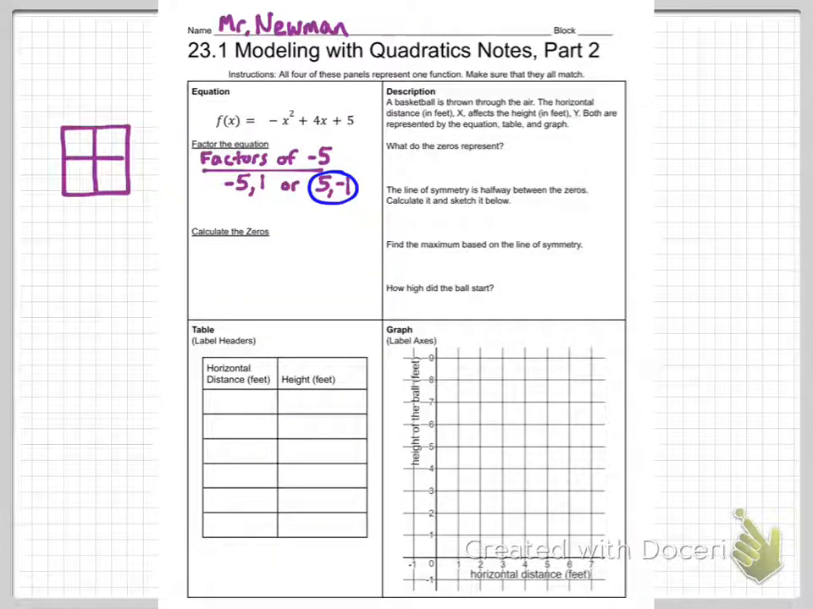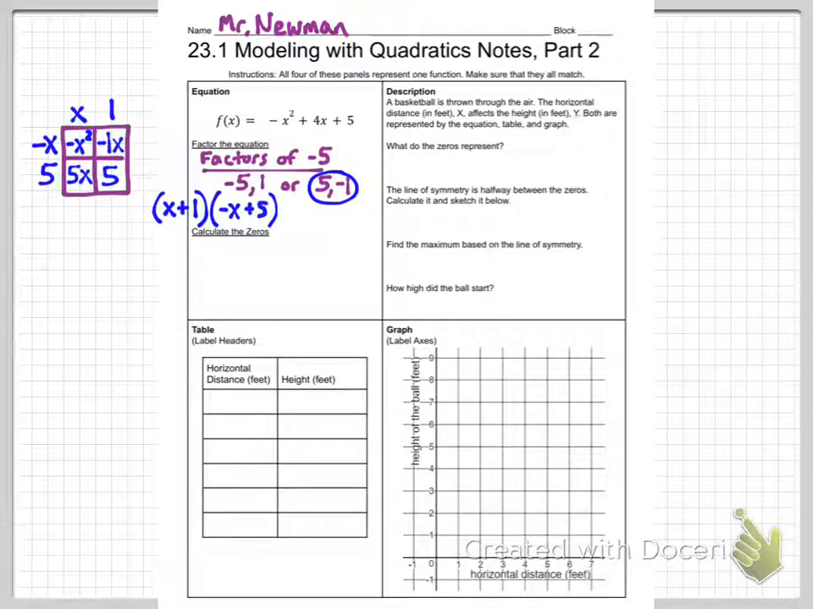So I'm going to put this in my box. -x squared is kind of bizarre, but we're going to write it like that. And 5 goes in the bottom right. Then 5x and -1x go in the bottom left and top right. And factor out the GCF. So x, a 1, -x, and 5, which means my factors look a little bit different. There's x plus 1 and there's -x plus 5. Those are the factors of the equation. So we want to write our equation like that.